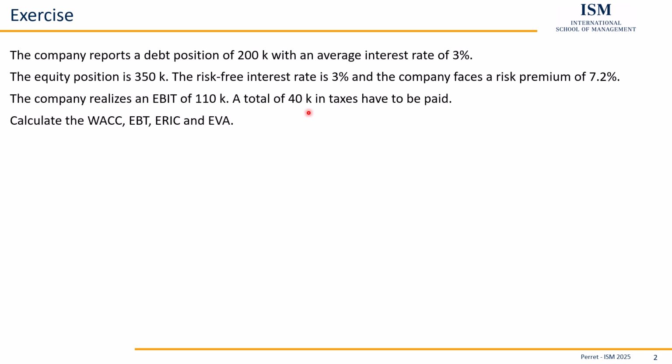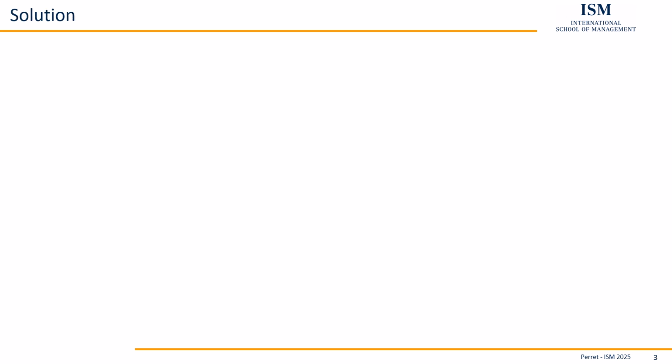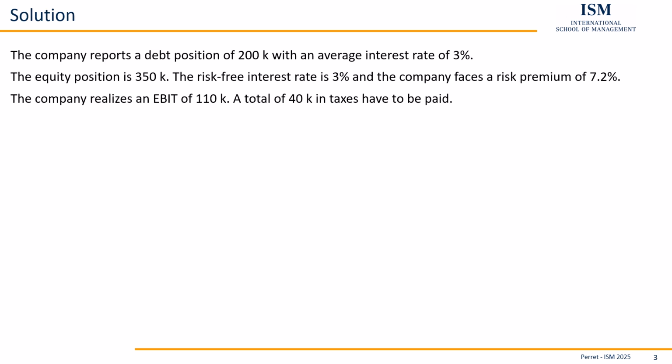Our tasks then: calculate the weighted average cost of capital, so the WACC interest rate, the EBT, the ERIC, and the EVA statistic as an evaluation of the value of our earnings, so to speak. Let's start with this. First I'm going to copy the information from before.